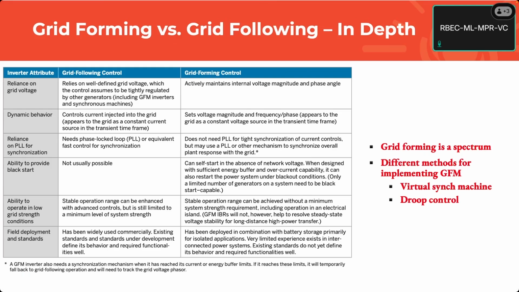On the other side, with grid forming, the stable operation range is much larger, and you can do that without a minimum system strength requirement. So they can actually just operate a microgrid or an islanded grid on their own.